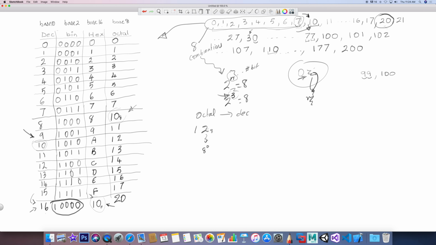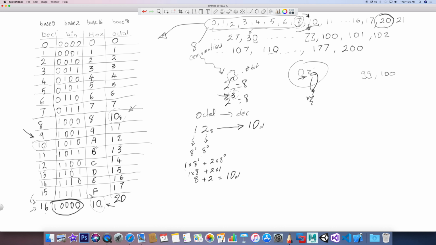Right? The weight of this one, and then the weight of this one is 8 to the power 1. Now, what is the content? You're going to have 1 times 8 to the power 1 plus 2 times 8 to the power 0. Can we see what that is? Sure. 1 times 8 is what you get here, plus 2 times 1, what you get here. So what is that? That's 8 plus 2 equals 10 in decimal. So that tells you that 12 octal is 10 in decimal.